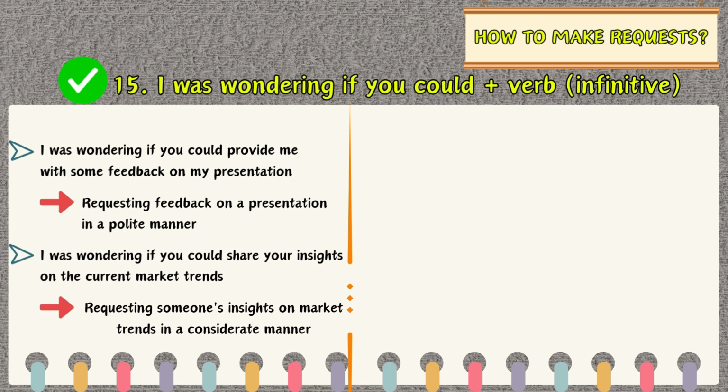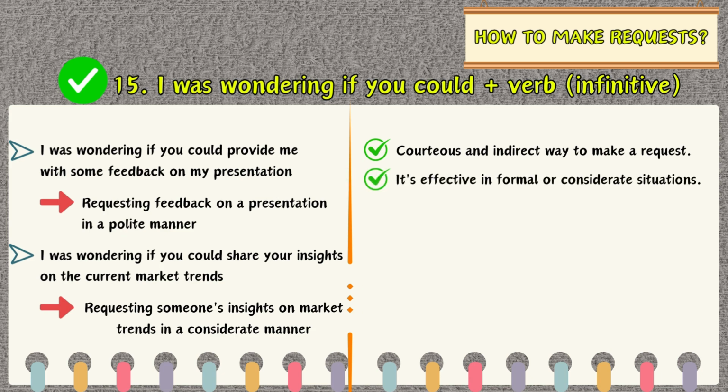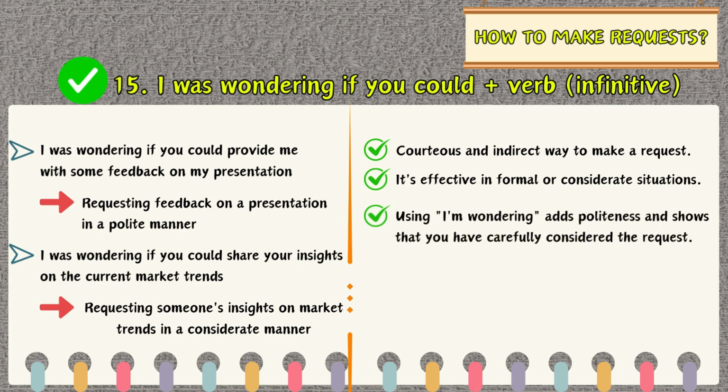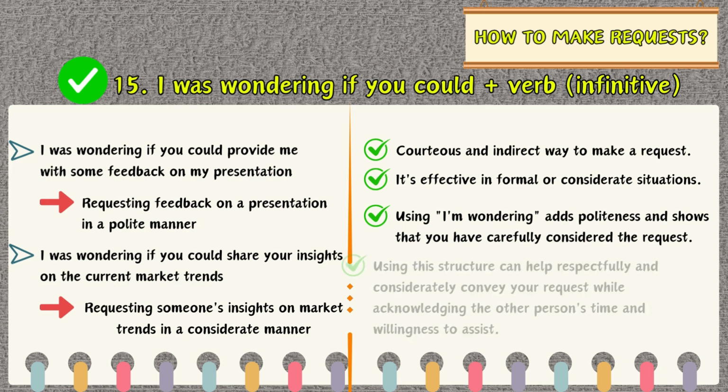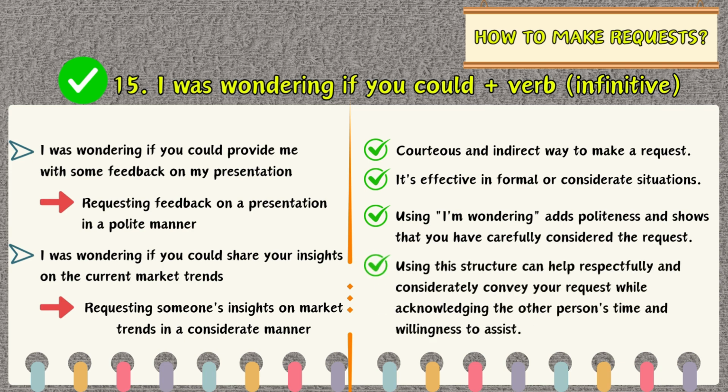The structure "I was wondering if you could" plus verb infinitive is a courteous and indirect way to make a request. It's effective in situations where a more formal or considerate tone is desired. The use of "I was wondering" adds a touch of politeness and frames the request as a thoughtful inquiry, emphasizing that you've been contemplating the request. Choosing this structure can help convey your request in a manner that is respectful and mindful of the other person's time and willingness to assist.